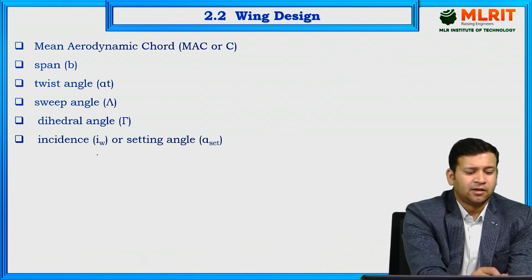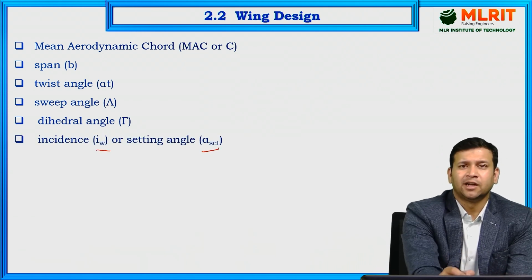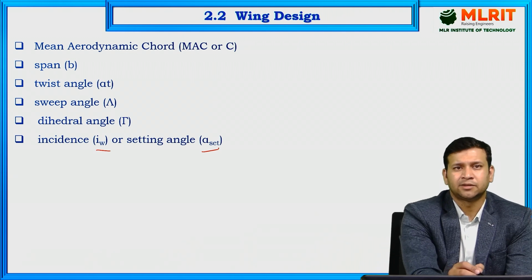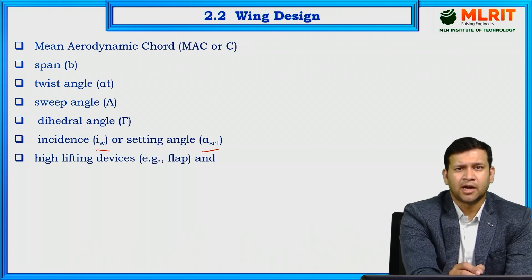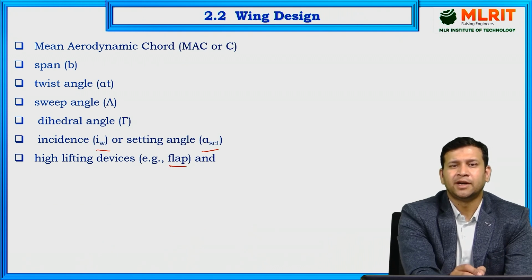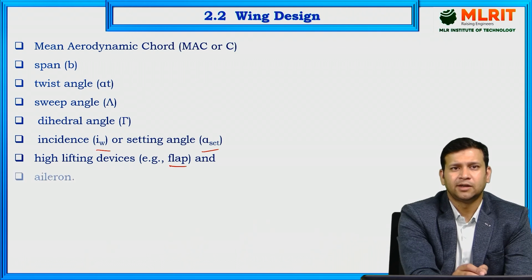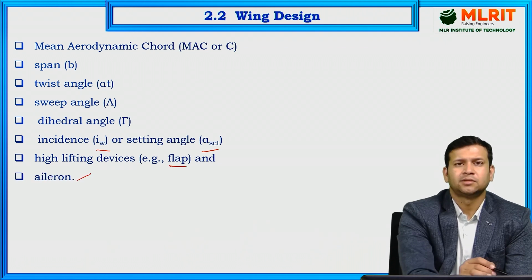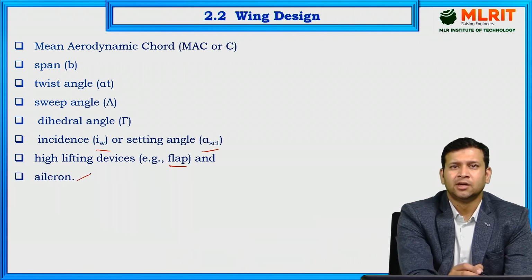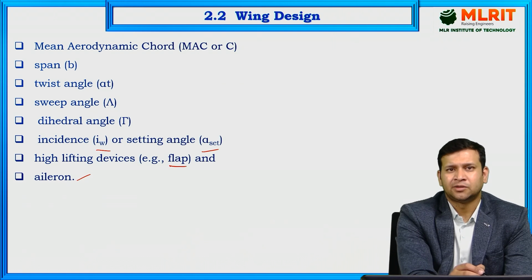Incidence angle, i suffix w, or setting angle, that is alpha set. High lifting devices, for example, flap, which is used to give the additional lift at the minimum speed, and ailerons. Ailerons we use for rolling the aircraft or banking the aircraft.